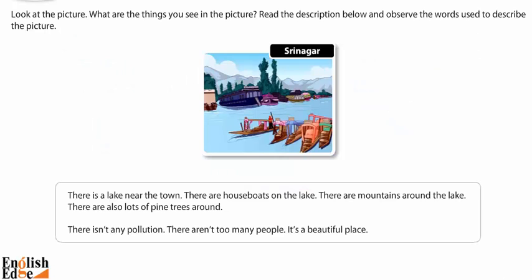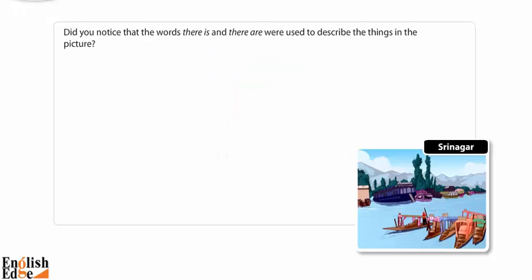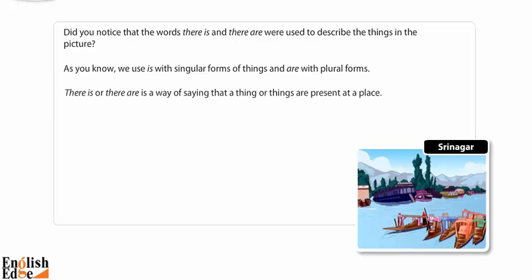Look at the picture. What are the things you see in the picture? Read the description below and observe the words used to describe the picture. Did you notice that the words there is and there are were used to describe the things in the picture? As you know, we use is with singular forms of things and are with plural forms. There is or there are is a way of saying that the thing or things are present at a place.